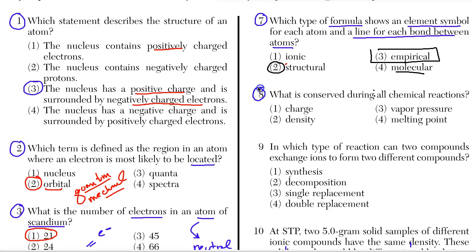Number 8, what is conserved in all chemical reactions? Now, chemical reactions are dealing with changes of electrons somehow. Somehow we're either going to gain or lose or just kind of move charges around. But they deal with the electrons always. Nuclear chemistry has nothing to do with electrons. But in any case, what's conserved?